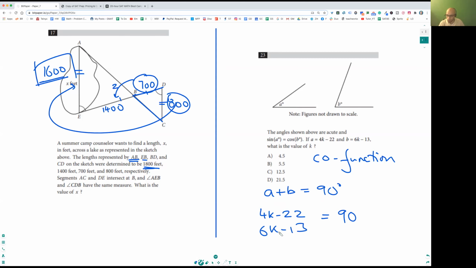So then you can solve this guy. You got 10K minus 35 is equal to 90, right? So then add 35 to both sides. You got, well done, 10K is equal to 125, right? And so K is equal to 12.5.